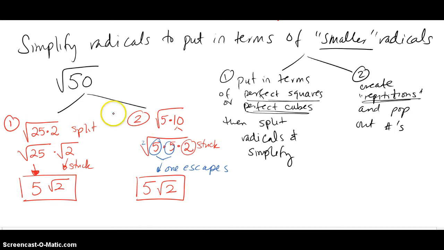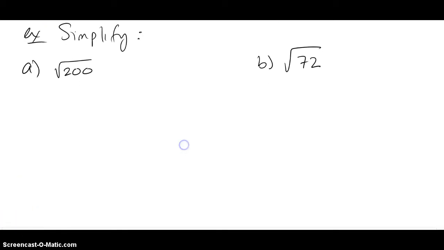So 2 options, slightly different. It doesn't matter which way you do to simplify it. And what we did was we put square root of 50 in terms of smaller radicals, which is in terms of radical 2. Alright, let's simplify these.